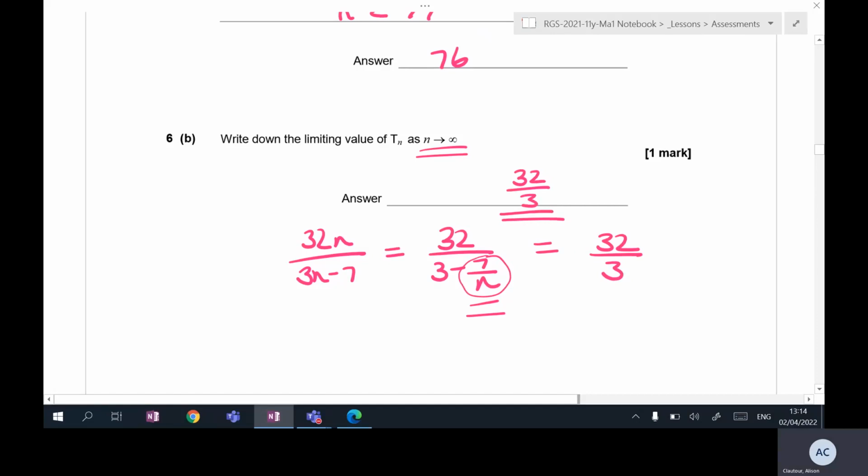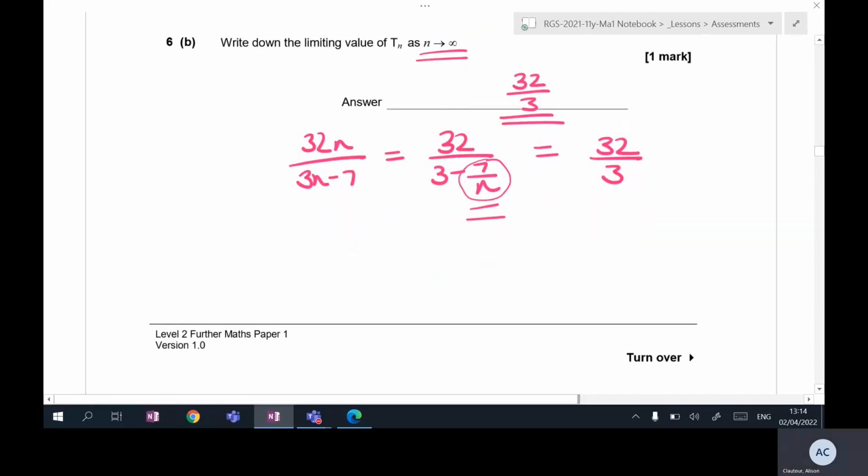You don't have to put that back as a mixed number. You can leave it as top heavy.